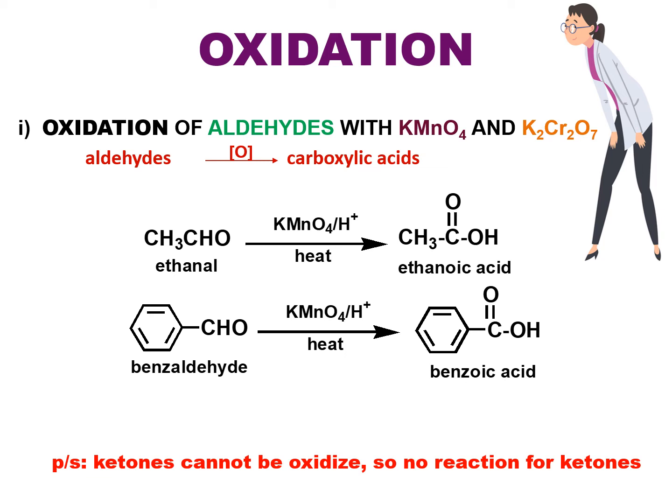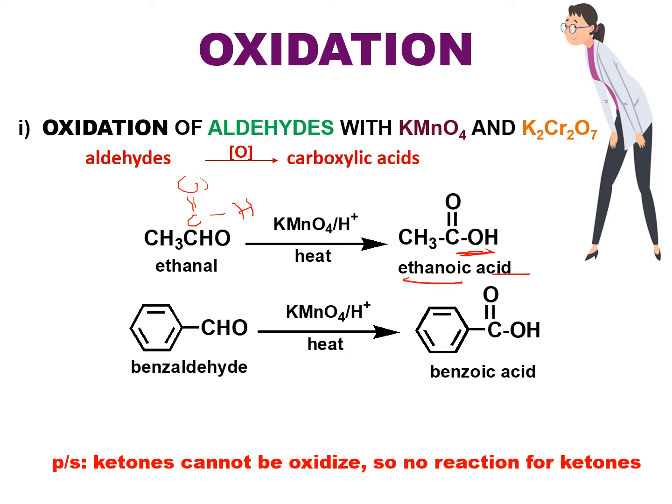So what is going to happen? The C double bond here. Okay, CHO means that C double bond O H. So if you react with oxidation agent, what is going to happen? The oxygen will be inserted between the carbon and hydrogen. So you will get OH here. So it becomes ethanoic acid, or carboxylic acid.